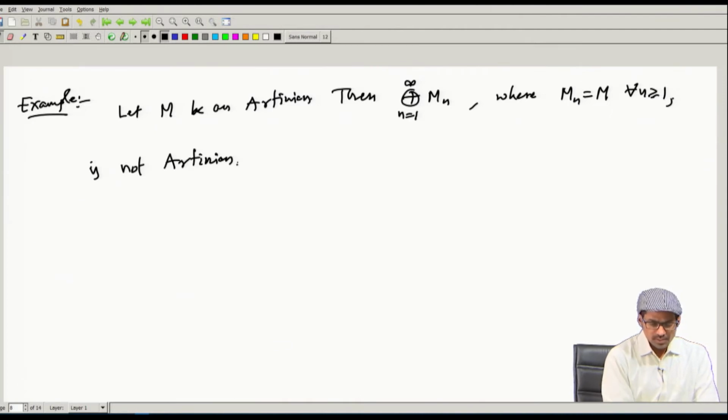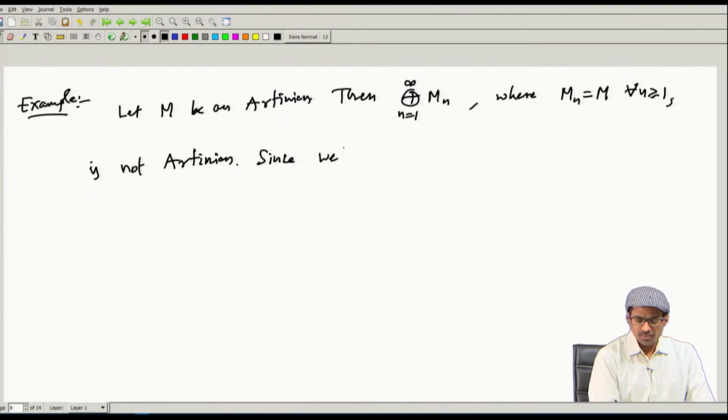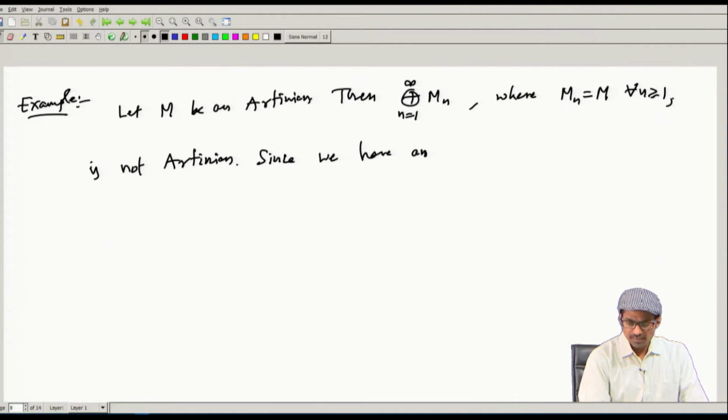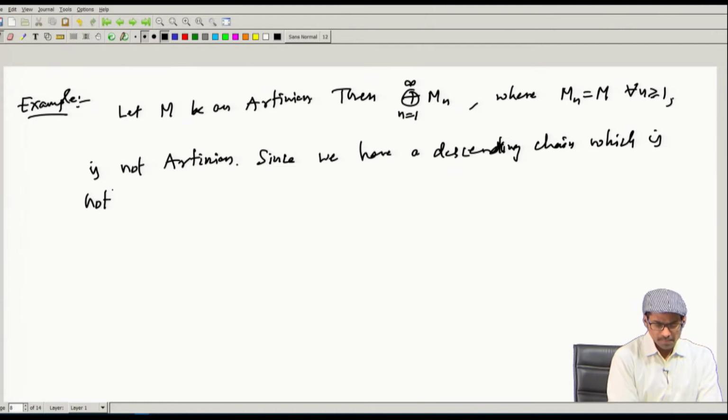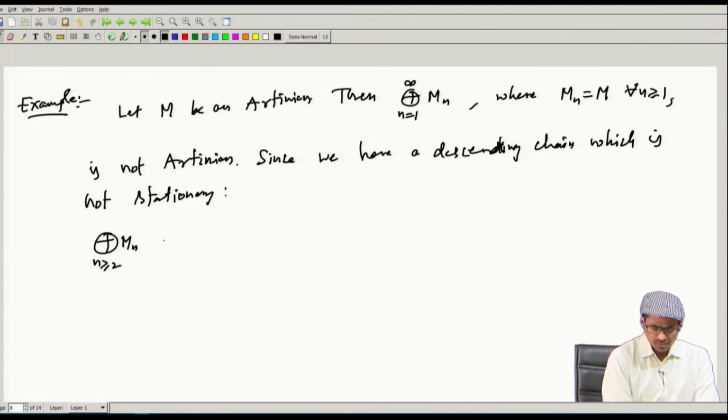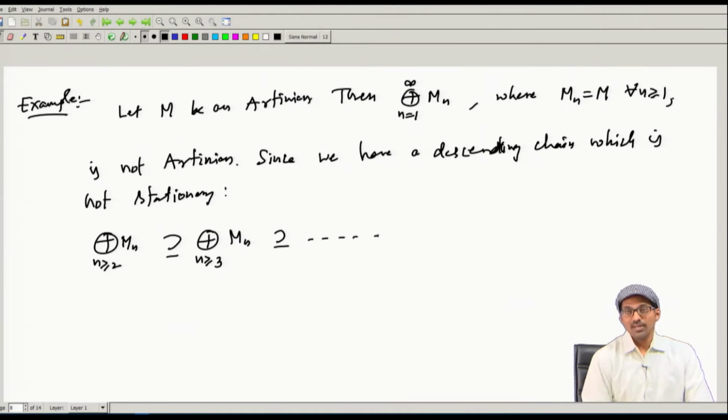Why? Because we have a descending chain which is not stationary. The descending chain is precisely this one: direct sum of Mn, n greater than or equal to 2, contains direct sum of Mn, n greater than or equal to 3, contains, and so on. So, it is an infinite descending chain, but it never stops, it never becomes stationary.